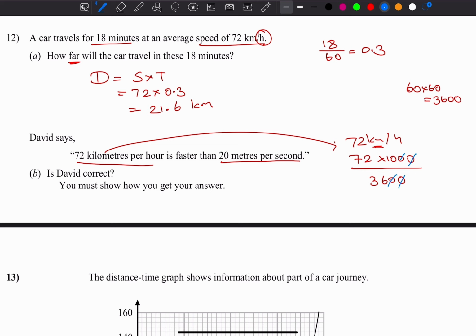Two zeros cancel here. There you go. 72 and 36 can be divided. That just makes it 2. 2 times 10 is 20. Is it faster than 20? No, it's not. It's actually the same thing. Is it? No, it's the same speed.